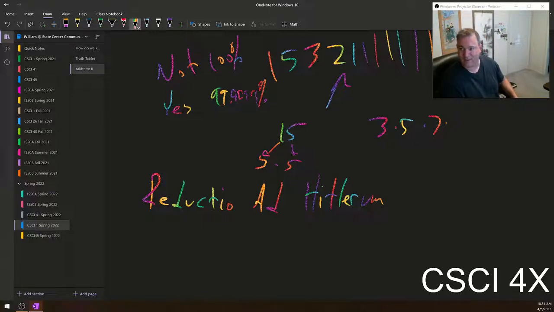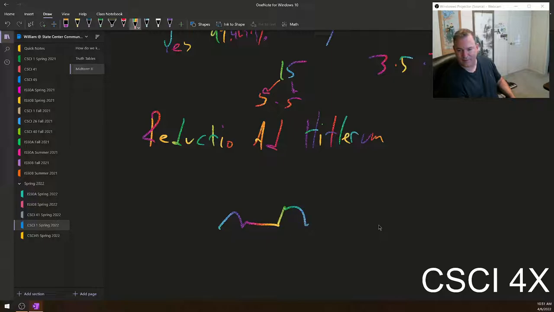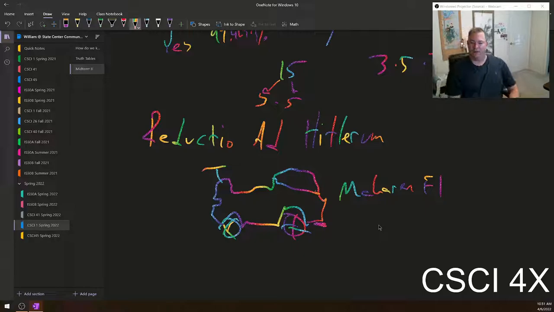Fallacy of division, fallacy of composition. Yeah, I'll do that just real fast. So if you have a car, here's a car. It's a fantastic bit of artwork. Put a racing fin on the back. Add a scoop for more downforce on the front. Okay.